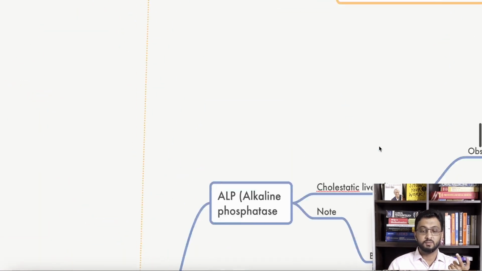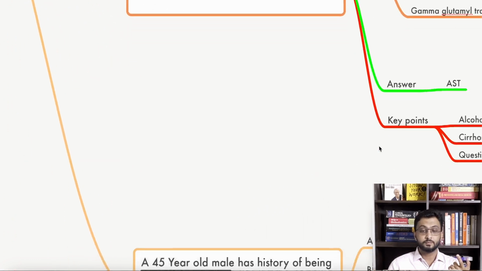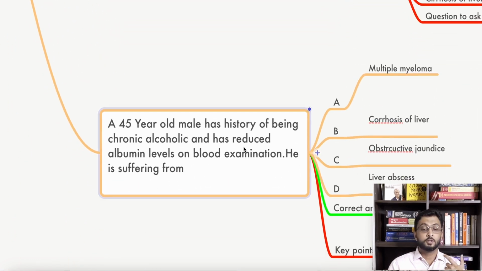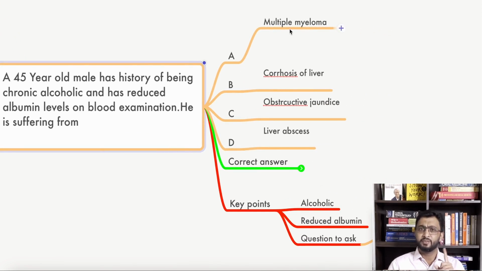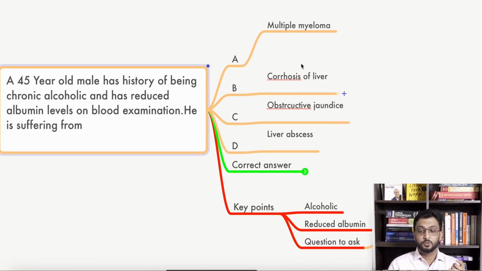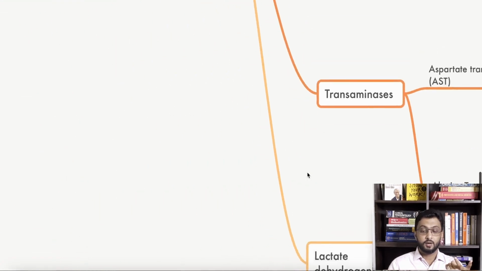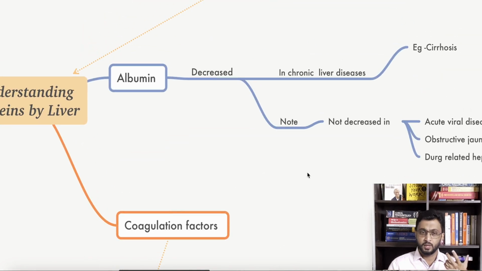Now let's go to the question which we saw previously. A 45-year-old male has a history of being a chronic alcoholic, has reduced albumin levels on blood examination, suffering from... Not multiple myeloma, definitely liver disease, because it's alcoholic. So cirrhosis of liver, yes, that's the answer. Obstructive jaundice, we said no. Liver abscess is again an acute situation. So it's cirrhosis of liver which is the answer. We studied the first protein, which is albumin.